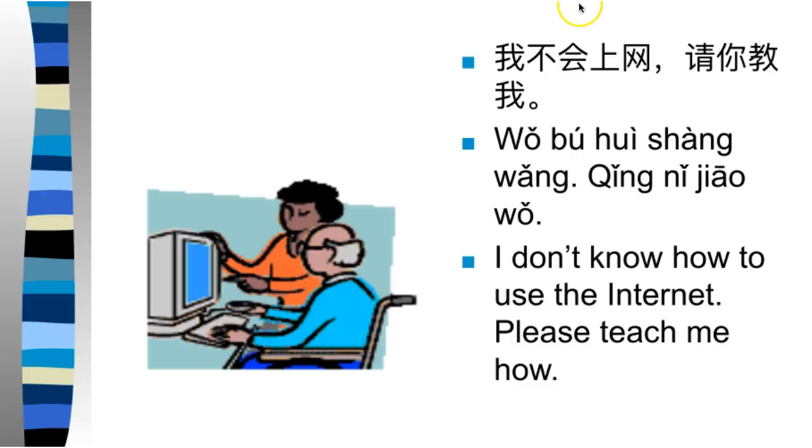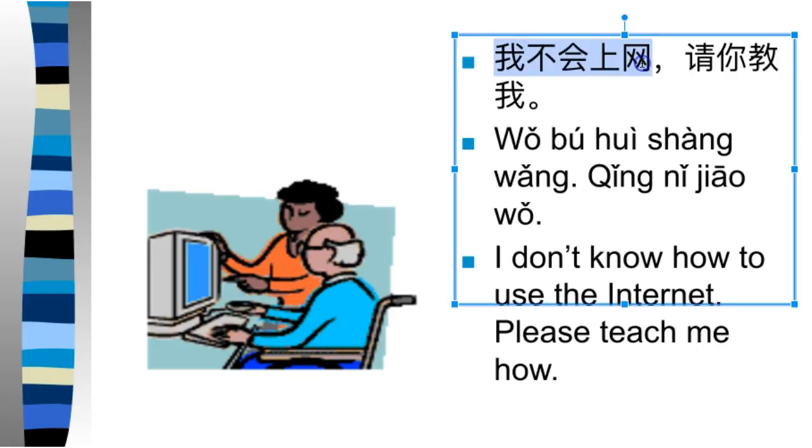我不会上网，请你教我。我不会上网。I don't know how to. I've never learned how to use the internet. Get online. Please teach me. If I said 我不能上网, that has a different meaning. For example, I always use the computer. 我平常上网，但是昨天我的电脑没有了. I don't know where my computer is, so I have no device to access the internet.